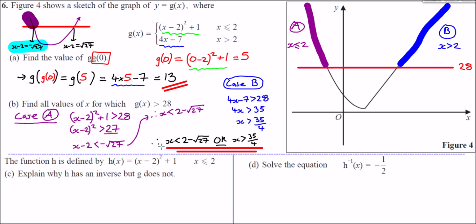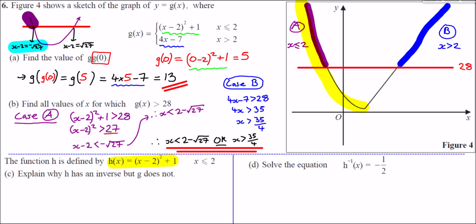Now part C, we want to find a function h, which is defined by h of x equals x minus 2 all squared plus 1, the same as what g of x is, but this time we're only defining it for x being 2 or less. So essentially, h of x is just for 2 or less, so it's going to be this part here.